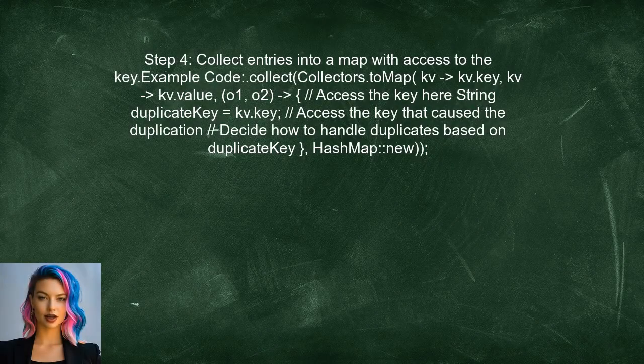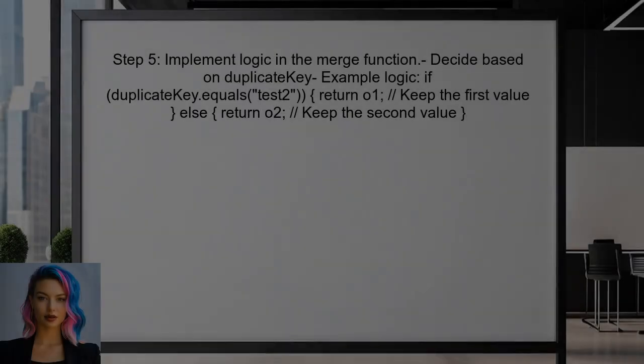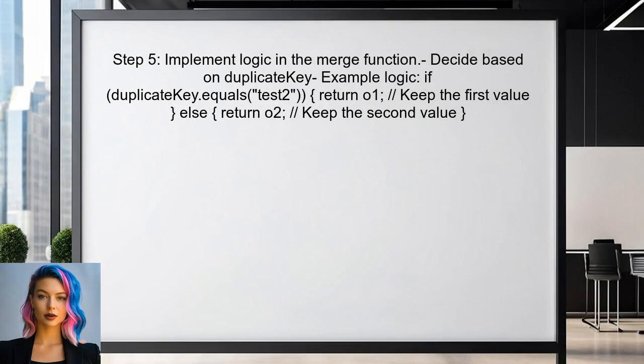Instead of just splitting the entries into key and value, we will create instances of this class. Now, when we collect the entries into a map, we can access the key in the merge function. This allows us to decide how to handle duplicates based on the key. Finally, the user can implement their logic in the merge function to either cancel the mapping or choose one of the values based on the key.